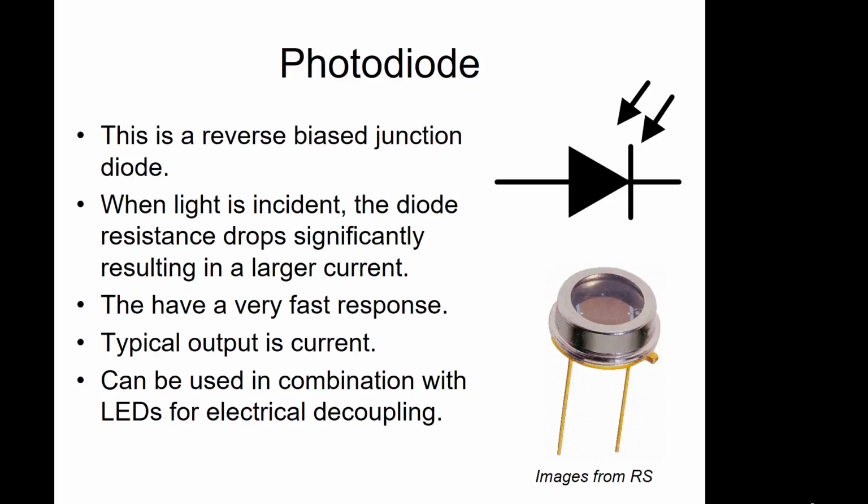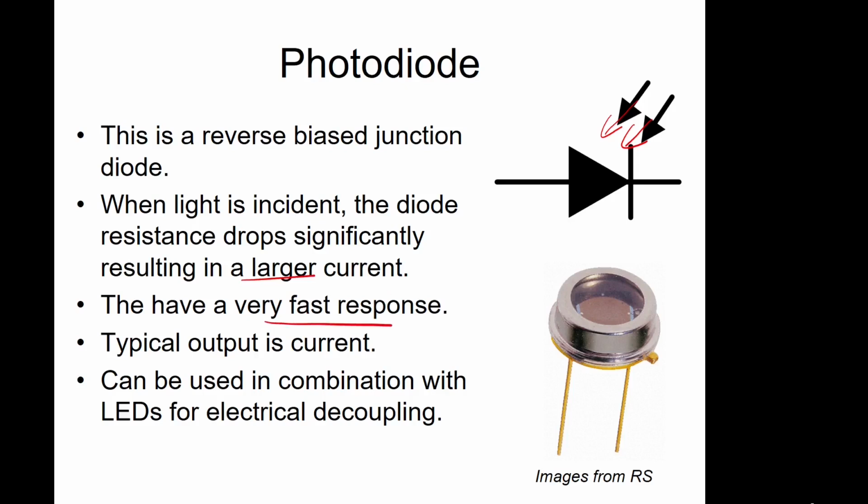Photodiodes are the complementary aspect of the LED in which they absorb photons, so they're used to measure light levels. When photons fall onto a photodiode, the resistance drops, and therefore for fixed voltage across the photodiode you get a large current. They have a very fast response, so they're typical of that.